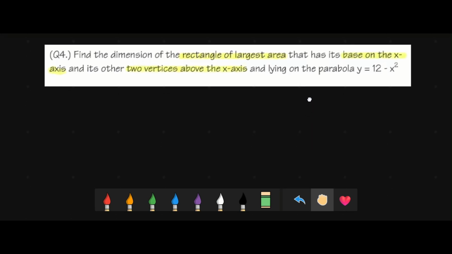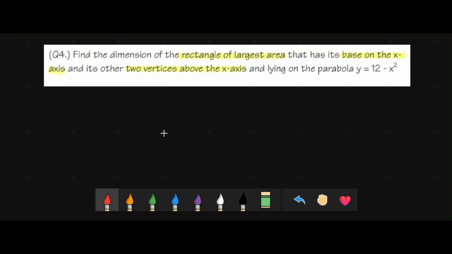Everyone, welcome to today's video. So today we'll be solving this problem up here. This is actually a quite common calculus problem that you might see in textbooks.